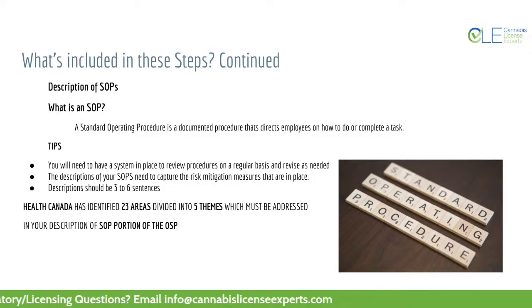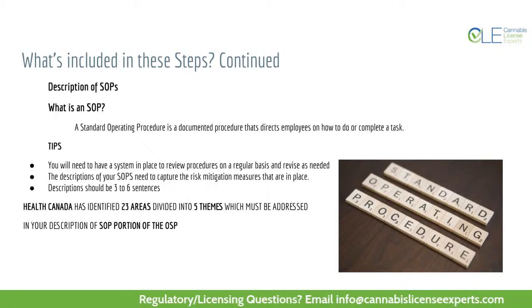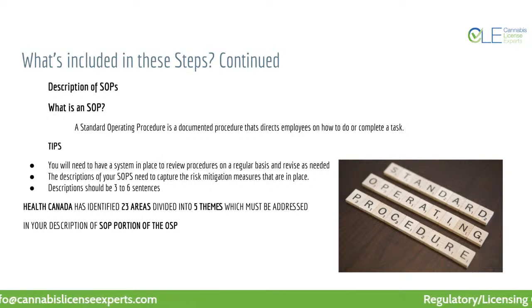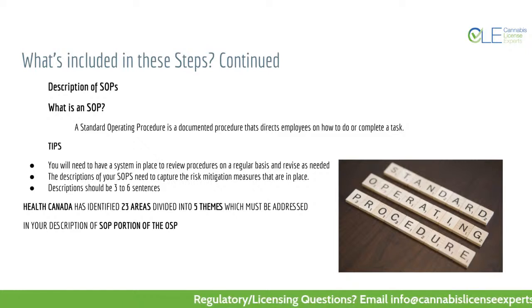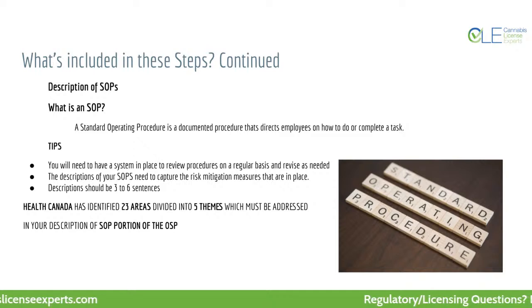A few tips when creating your descriptions of SOPs is you will need to have a system in place to review procedures on a regular basis and revise as needed. The descriptions of your SOP need to capture the risk mitigation measures that are in place. This is specific to, obviously, the SOPs. And description should be 3 to 6 sentences. Now, Health Canada has identified 23 areas. They've divided those into 5 themes that must be addressed in your descriptions of the SOP portion of the OSP. We love acronyms in cannabis.